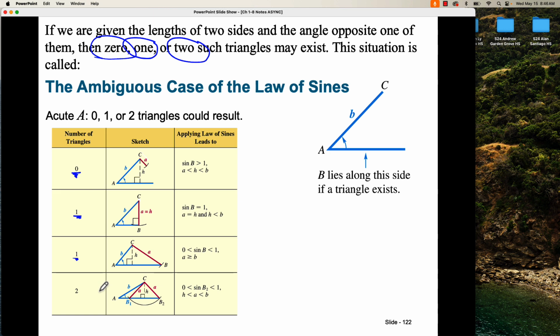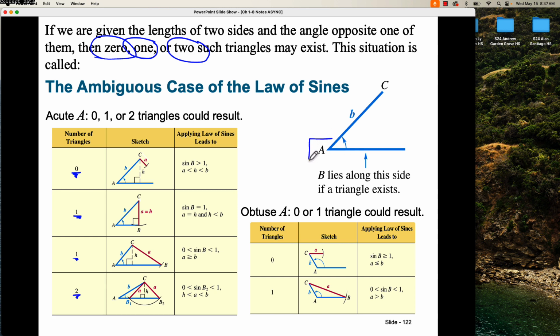And here's a case where 2 triangles would exist, and that would be if sine of B, we're going to go with sub 2, is somewhere between 0 and 1. Using the sketch here, we can see that 1 triangle would use this as its third side, little a, but that same little a would also reach out to right here to B sub 2. So two possible triangles could exist. This one's easier to see with an example.